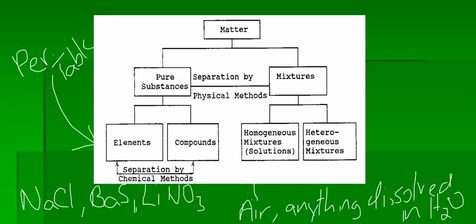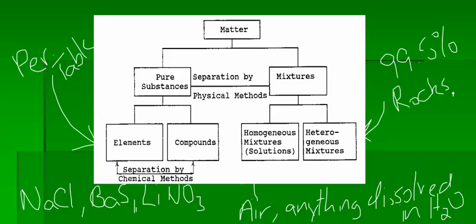Okay, so that leaves most everything else as heterogeneous. Most everything else around us is heterogeneous. 99, probably 99.5% of the stuff around us is going to be heterogeneous. If it does not fit into one of the previous categories, it is heterogeneous. Rocks, wood, firewood, desk, people. I mean, 99.5% of the stuff around us would be classified as a heterogeneous mixture.